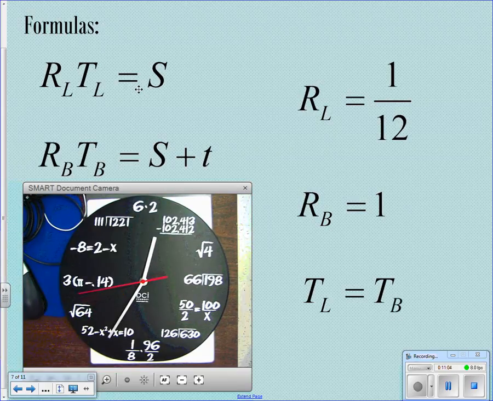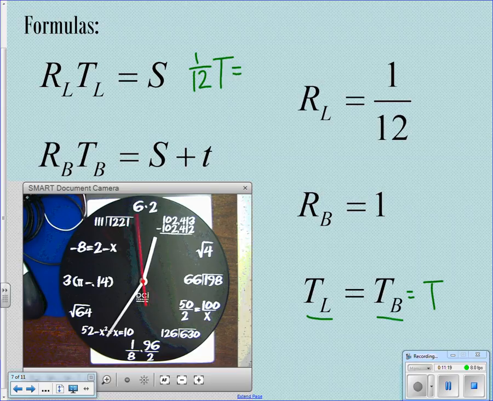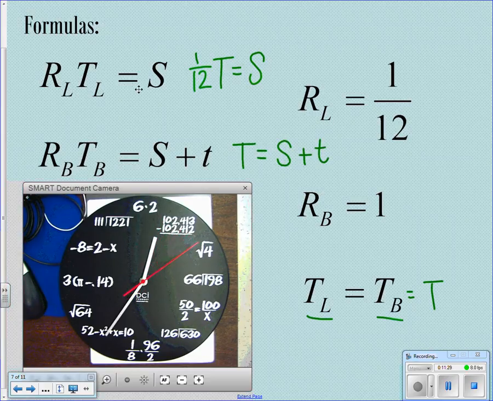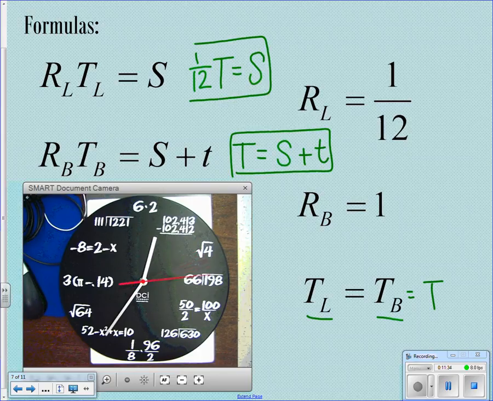The times of the little hand and the big hand are the same, so I'm going to make those just equal a big T, okay? Now the rate of the little hand is 1/12, so this would be 1/12 big T equals the number of spaces that it moved. And then the rate of the big hand is 1, so it's just going to be T equals the number of spaces plus the time that the problem gives you, okay? These two formulas are really what you need to learn. 1/12 T equals S, and T plus S equals little t, okay?